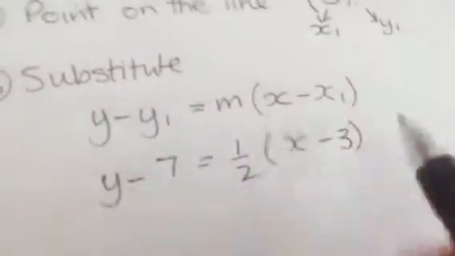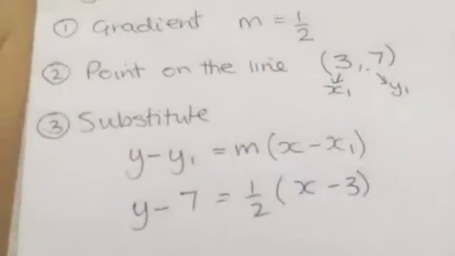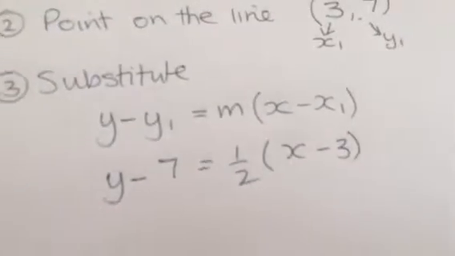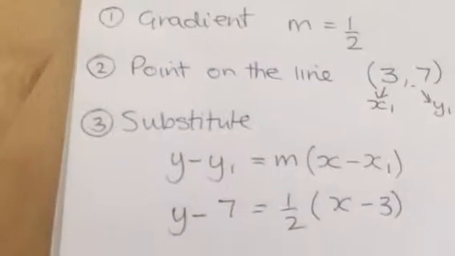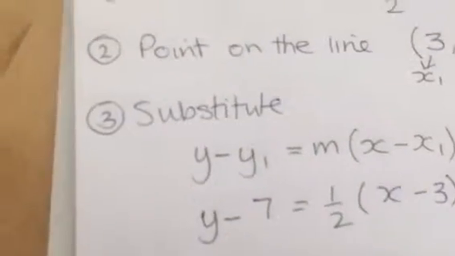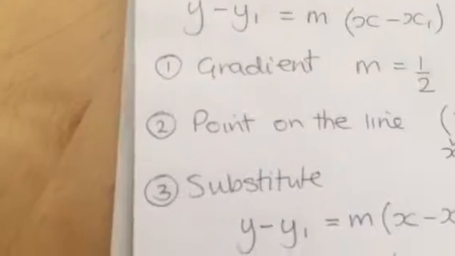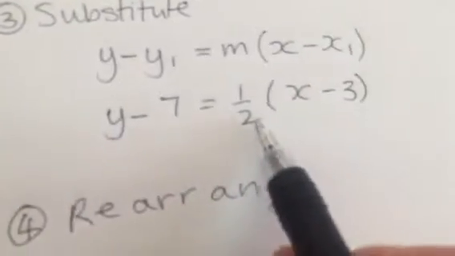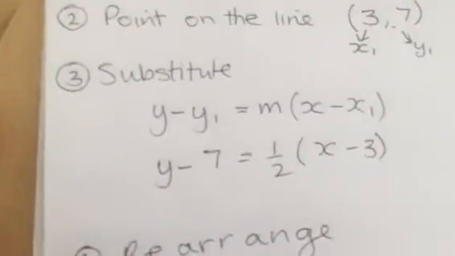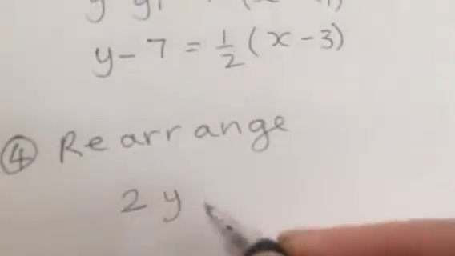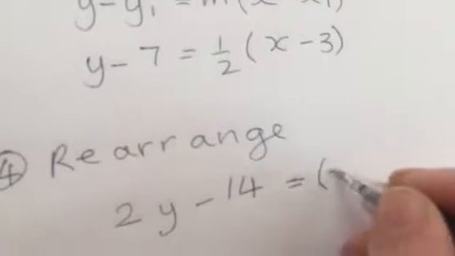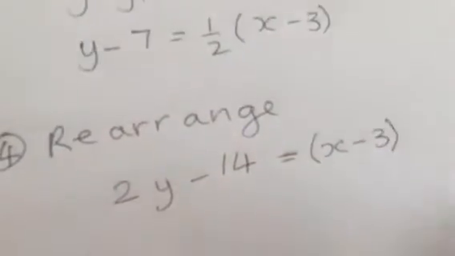A common mistake is to get the x and the y's the wrong way round, which is why it's really important you label them. In most exams, it will say to you, write your answer in the form ax plus by plus c equals 0, where a, b and c are integers. So the fourth step that you need to do is to rearrange. First thing to do, get rid of the fractions, so multiply up. So I get 2y minus 14, multiplying everything by 2, equals x minus 3.